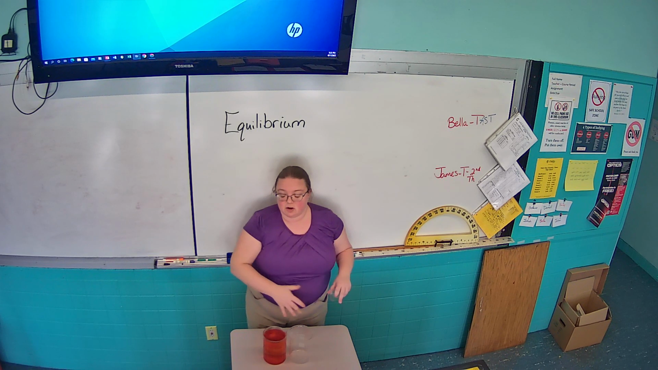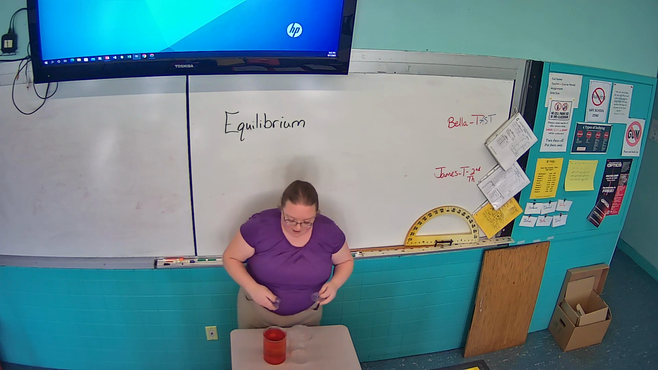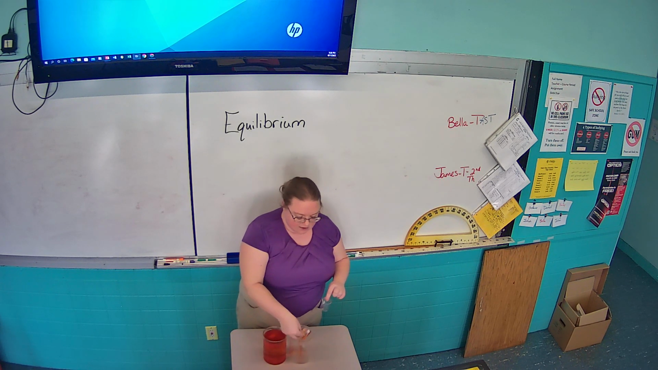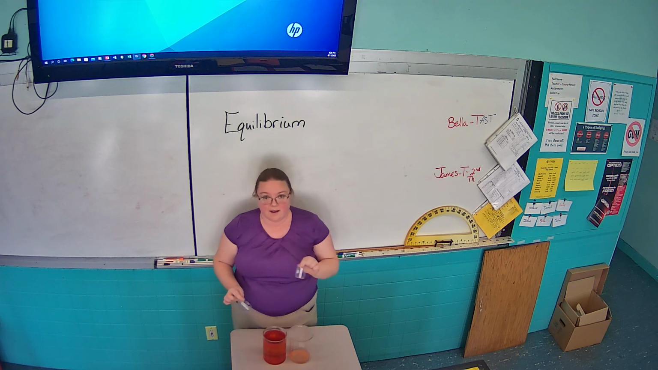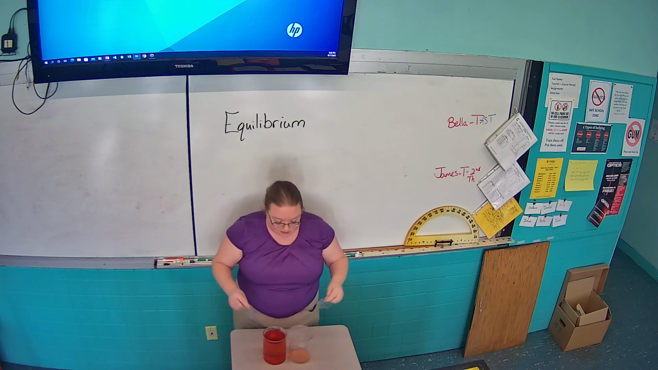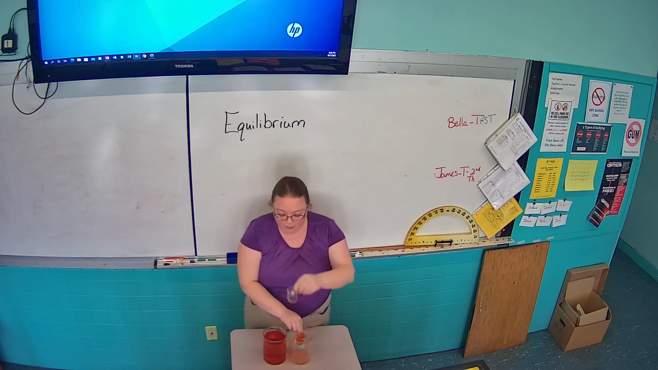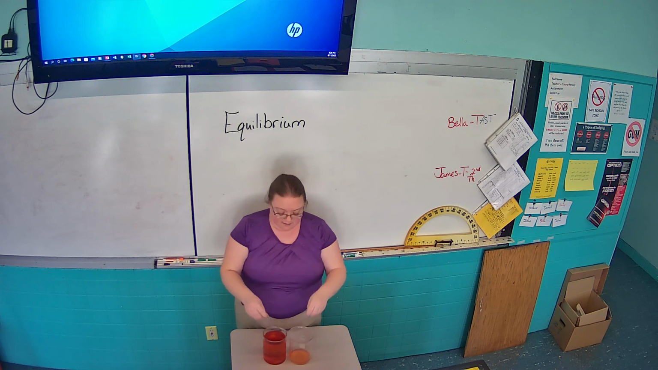So as the reaction starts, we have all reactants and no products. And as the reaction starts, I have some reactants turning into products, but right at the very beginning, there were no products to turn back into reactants. But once the reaction has started, I now have reactants turning into products, and I do have some products that can turn back into reactants.